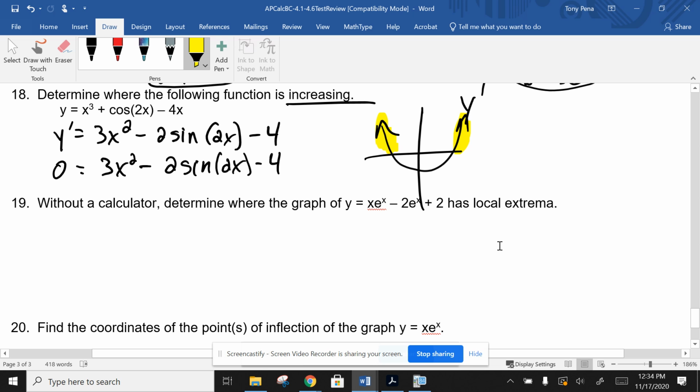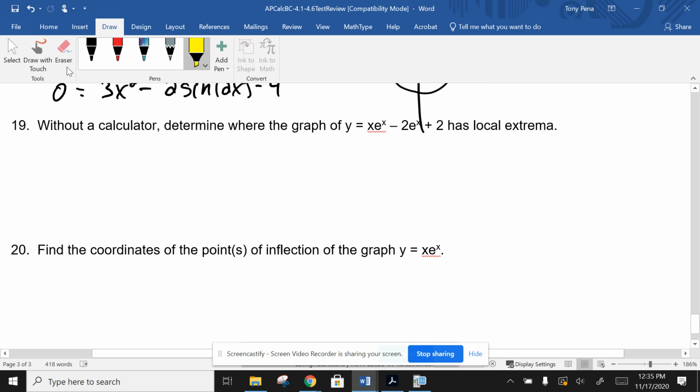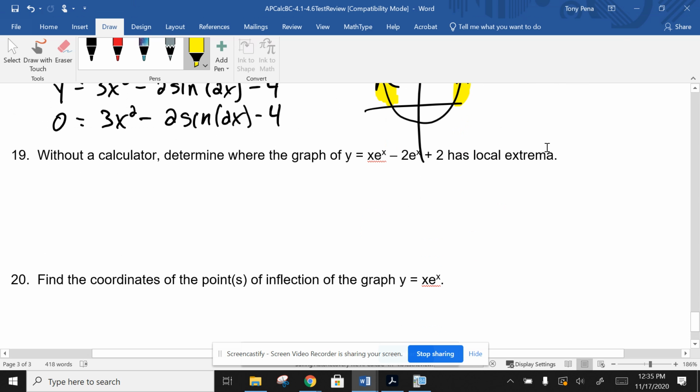These I want to do. So you do have to work with an e for one of the problems tomorrow. I just added that a short time ago to the test. So where do we have a local max or min? Extrema just means max or min, either one. And then this is our function.